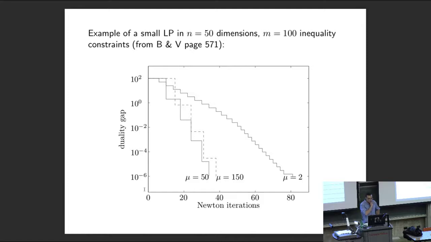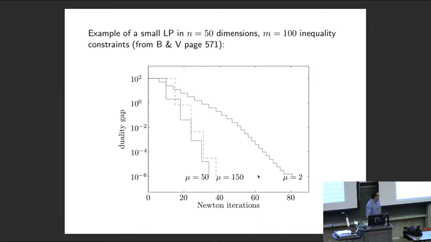I took this from the Boyd and Vandenberghe textbook. It's a small linear program, with 50 variables and 100 inequality constraints. And here are different choices of mu. This is mu equals 2. The barrier method converges in 80 iterations total. This is counting all of the Newton iterations required, so it's the total number of iterations.